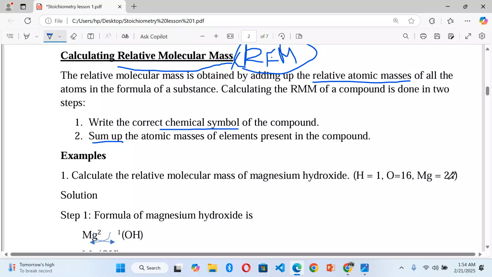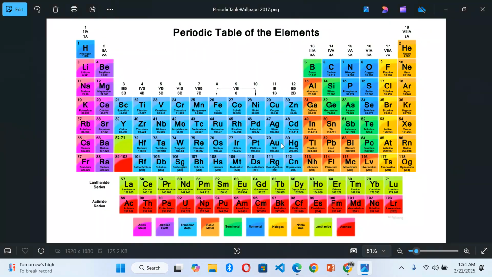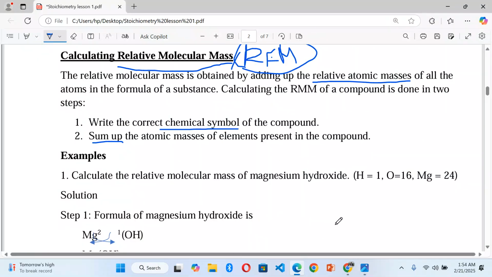Where do we get these atomic masses? We said you just get them from the periodic table. If you don't have a periodic table, just go on the internet, download your own copy, and you always use that. For this case, we have already put these atomic masses into the question here.